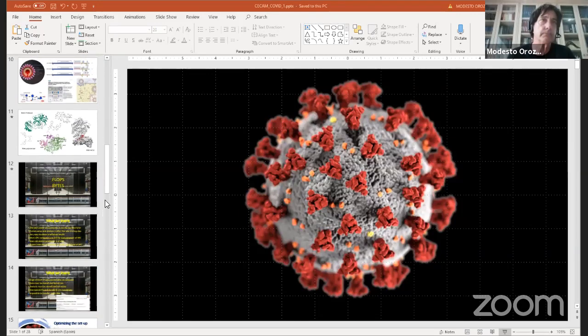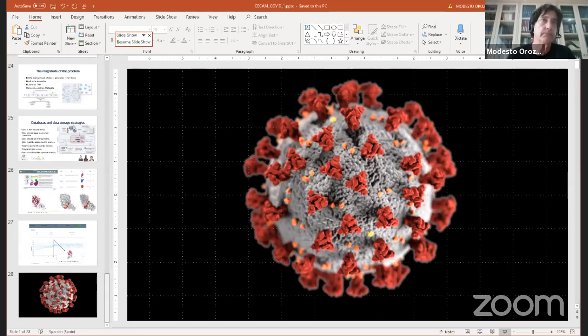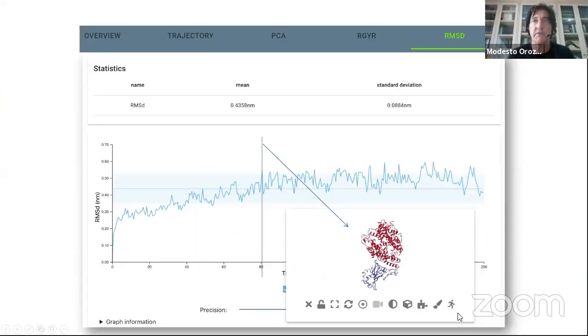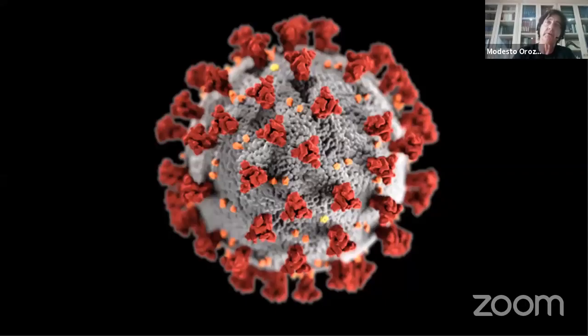Let me just share my presentation again. I told you that in our database structure, we have access to individual snapshots, but you can combine individual snapshots from hundreds or thousands of simulations to get very robust data on a specific topic that can be of interest for researchers. And this is my last slide.